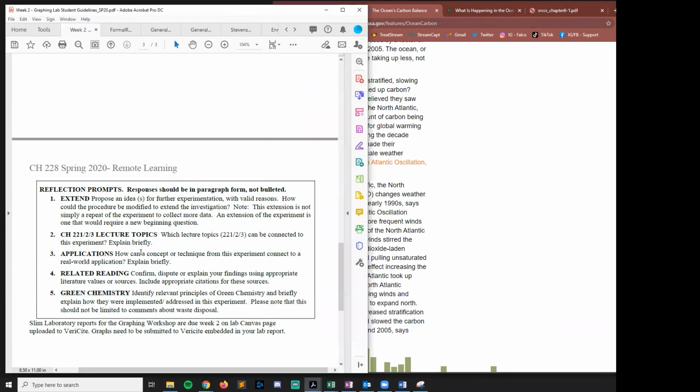So likewise, real world applications. In this one, it should be pretty obvious, right? Because we're talking about greenhouse gases and global warming. So you can talk a little bit about that. Yeah, so related reading, identify recent principles in green chemistry and briefly how they were implemented and added to this experiment.